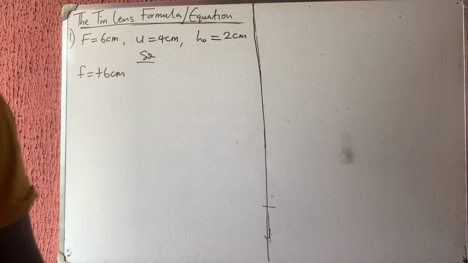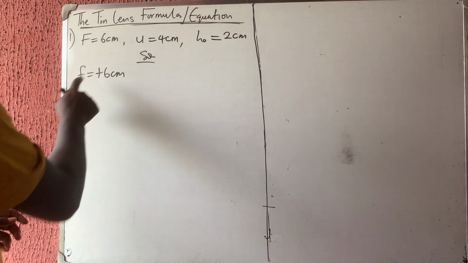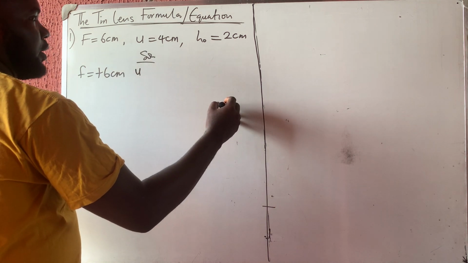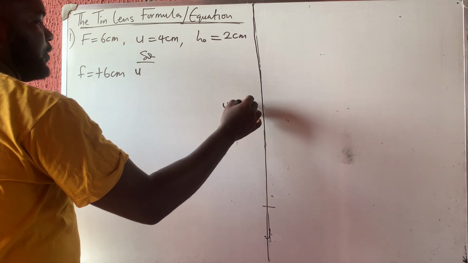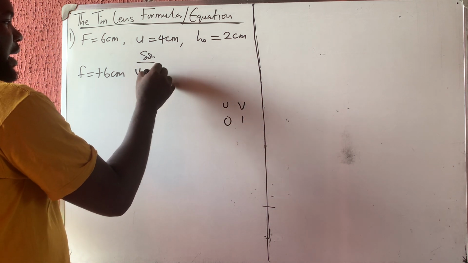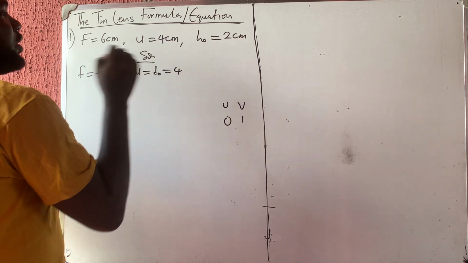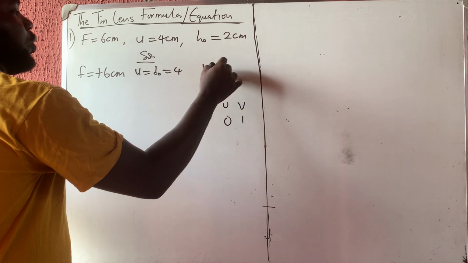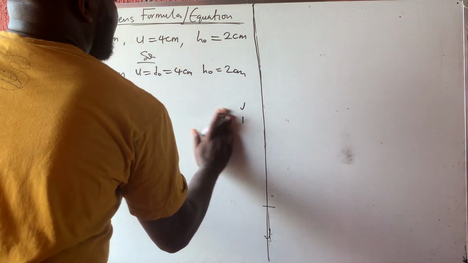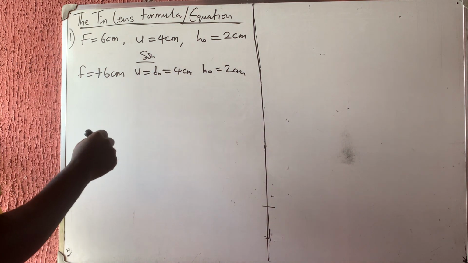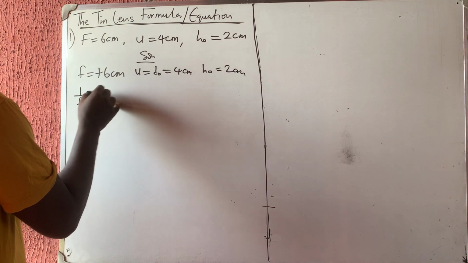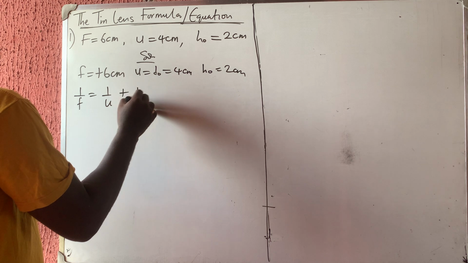All right, so what do we do? They gave us this, and they gave us our u. You now write your u, v, ho. My u represents my do. So my do they gave me is 4, and they gave my ho as 2. Now if I have all these things, what do I do? Let us first of all calculate the v. I know that 1 over f is equal to 1 over u plus 1 over v.